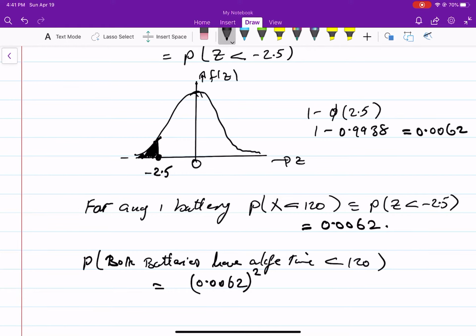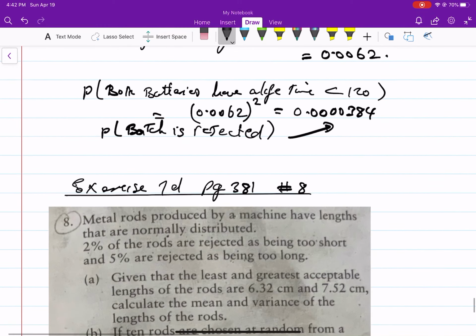Which is tiny: 0.0000384, to 3 significant figures. And the probability that both batteries have a lifetime less than 120 is the same as saying the probability that the batch will be rejected. So this is also the probability that the batch is rejected. Quality control, all right. Same probability.